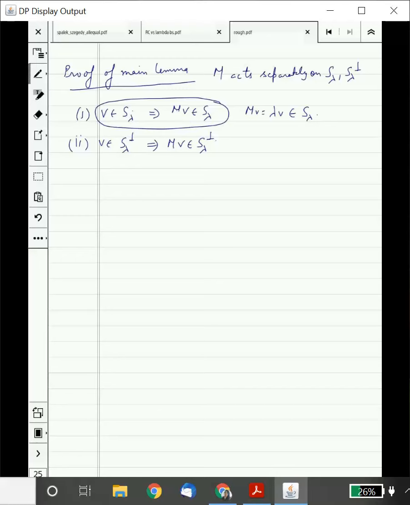Why does a normal matrix keep S lambda perp inside S lambda perp? Under its action, S lambda perp stays inside S lambda perp. Let's see why that happens.